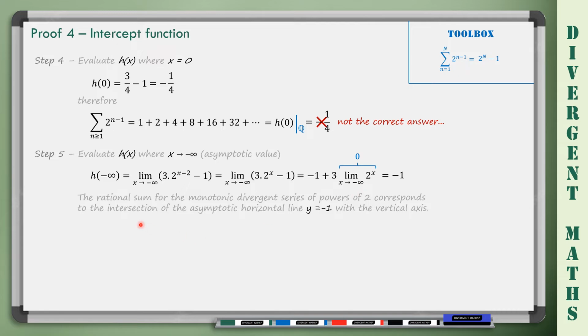So the rational sum of the monotonic divergent series of powers of 2 corresponds to the intersection of the asymptotic horizontal line y equal negative 1, that value that we found here, with the vertical axis. And that is the value of h at negative infinity, which is the asymptotic value, the limit when x goes towards negative infinity of that expression h of x, projected onto Q, not necessary here because we already have a rational number, is equal to negative 1, and that is the correct value. All right.